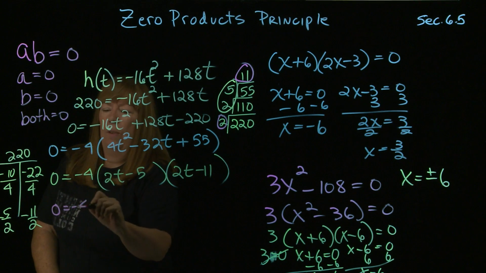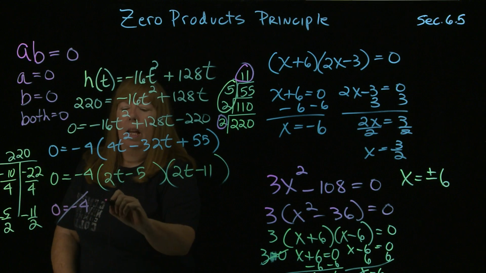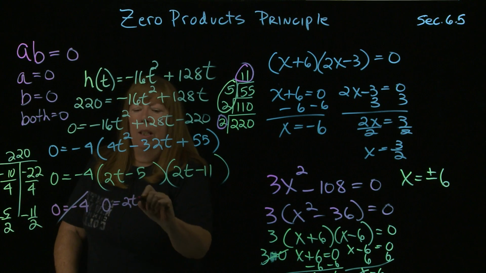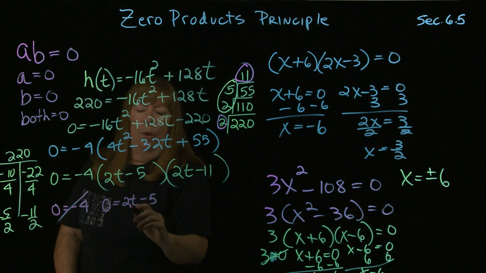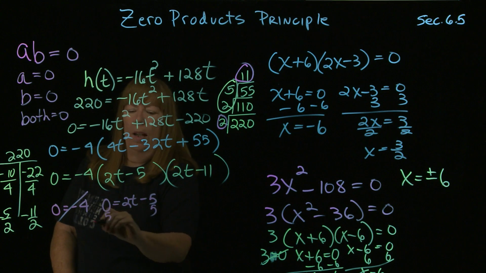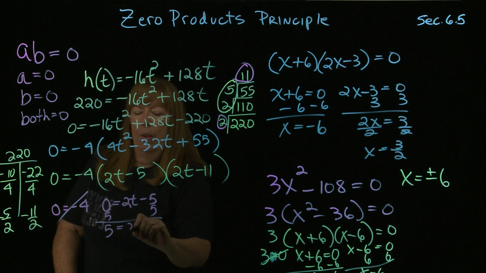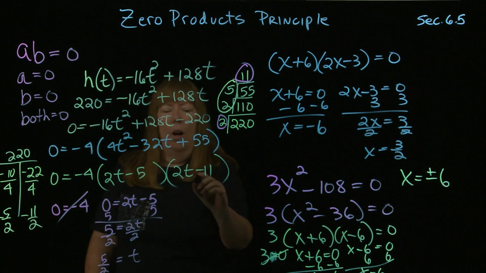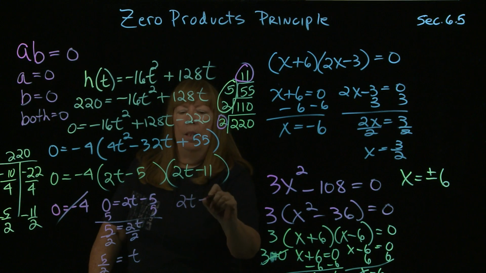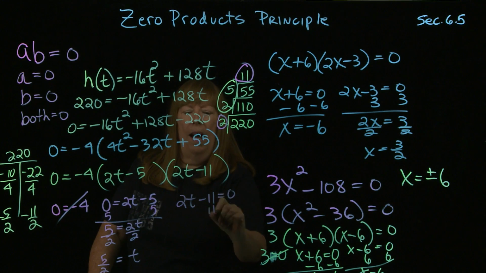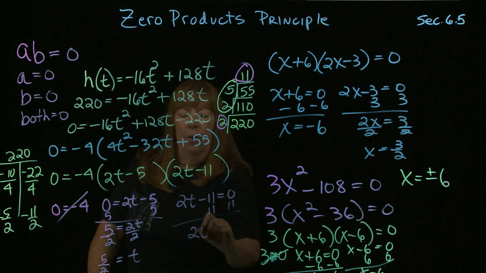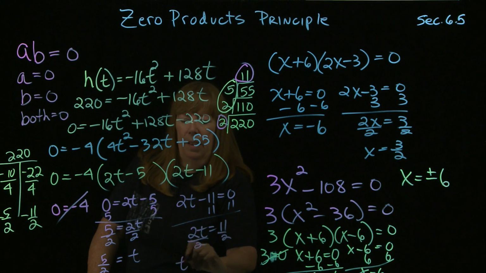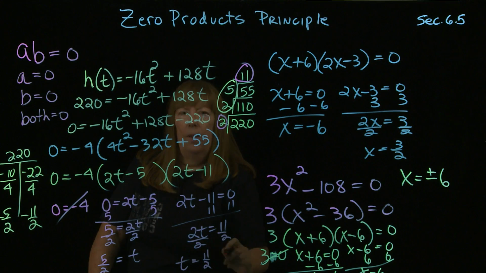0 equals negative 4. No, not on this planet. 0 equals 2t minus 5. So let's add a 5 to both sides. 5 equals 2t and divide by 2. T equals 5 halves. Okay, on this one, 2t minus 11 equals 0, add an 11. 2t equals 11 and divide by 2. And t equals 11 halves.